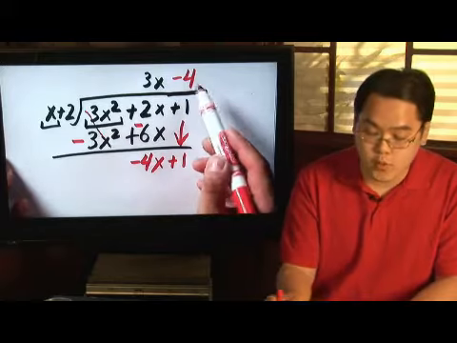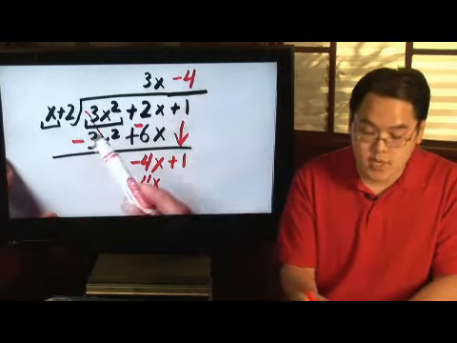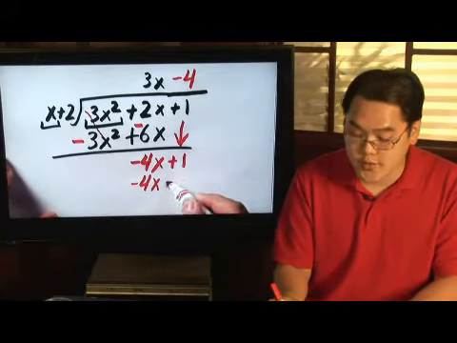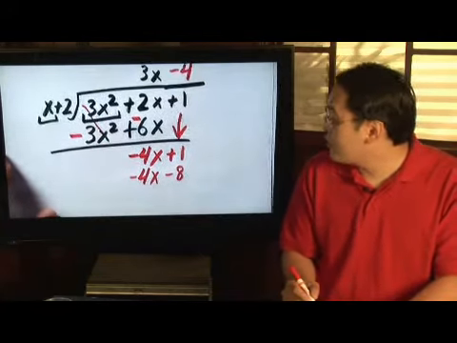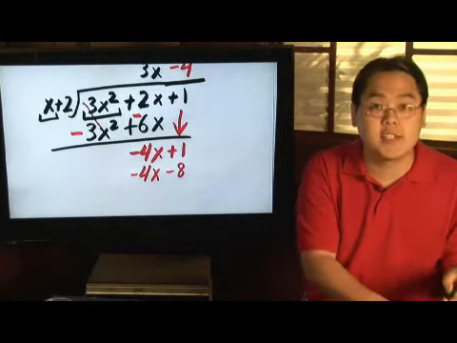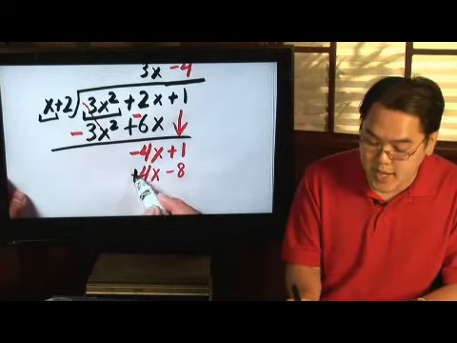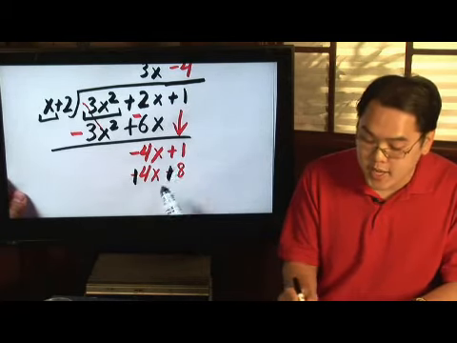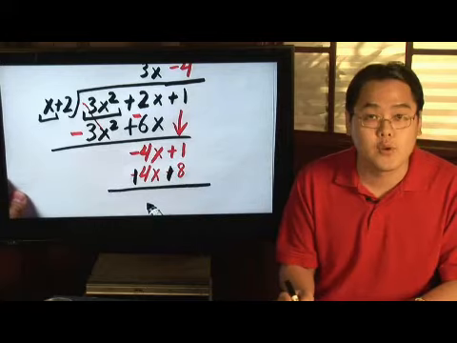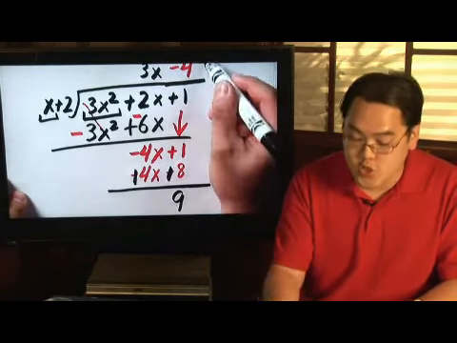So we have negative 4 times x is negative 4x, and negative 4 times positive 2 is going to give you negative 8. Now, just like we did before, when it comes to subtraction, the easiest thing to do is to change the signs. So the negative 4x becomes positive, the negative 8 becomes positive, negative 4x and 4x are canceled, and 1 plus 8 is 9, and that is your remainder.